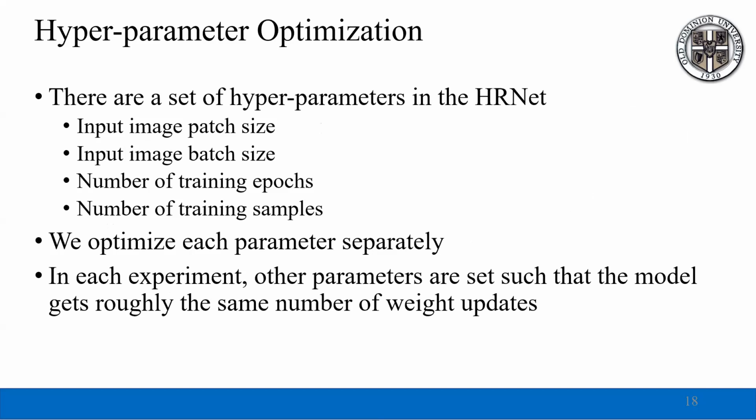There are also a set of hyperparameters: input image patch size, number of training epochs, and number of training samples. Each parameter was optimized separately, and in each experiment, other parameters were set in a way that the model would get roughly the same number of weight updates, so there is a fair comparison of the parameters.